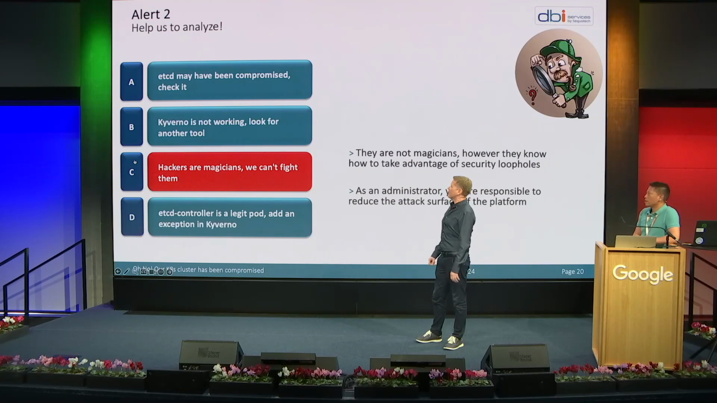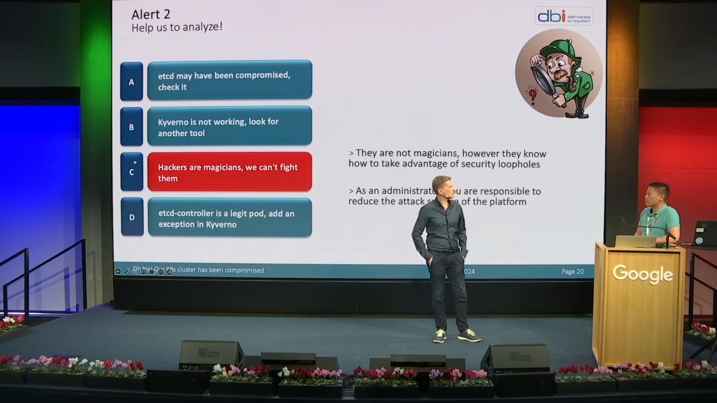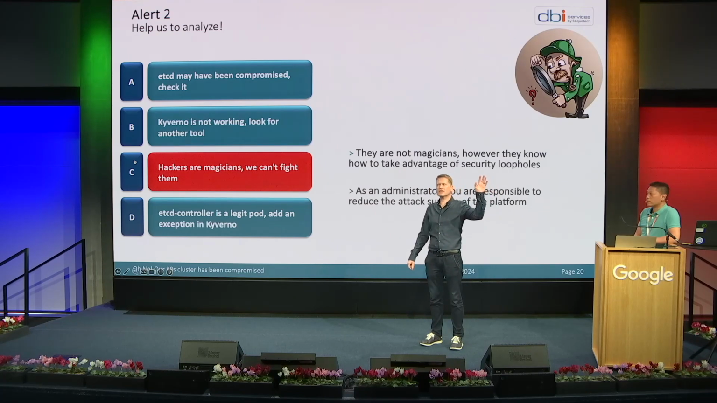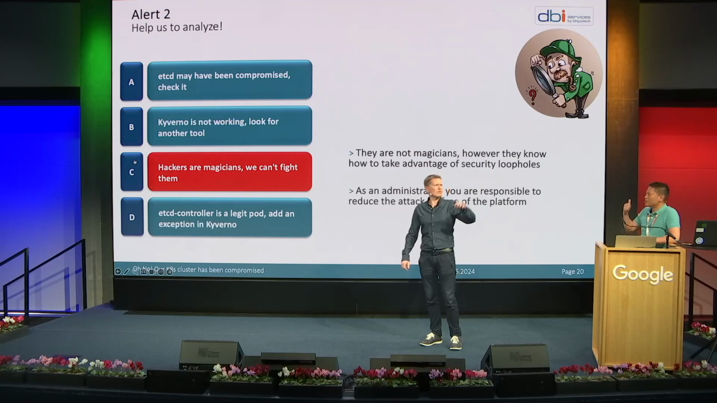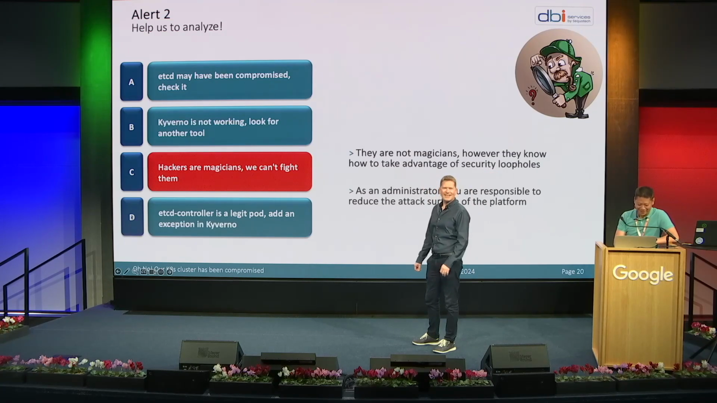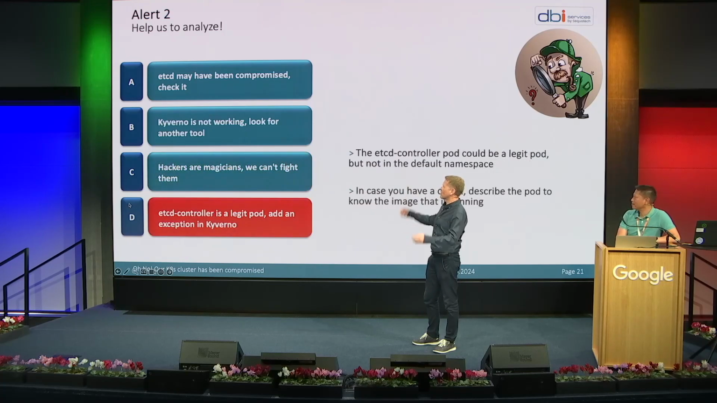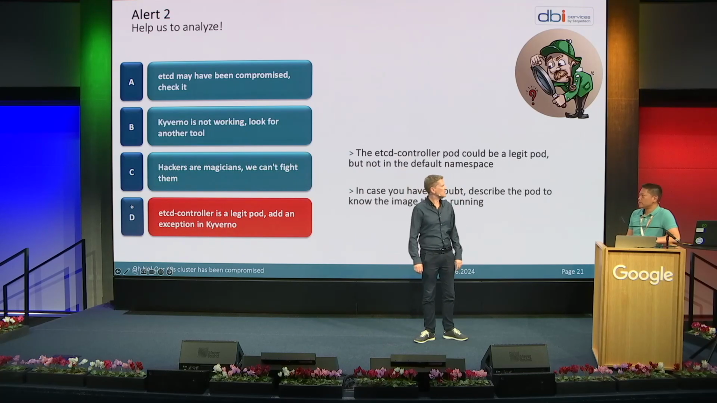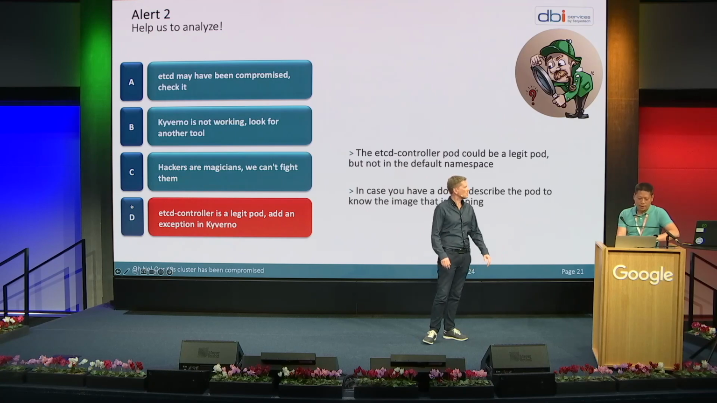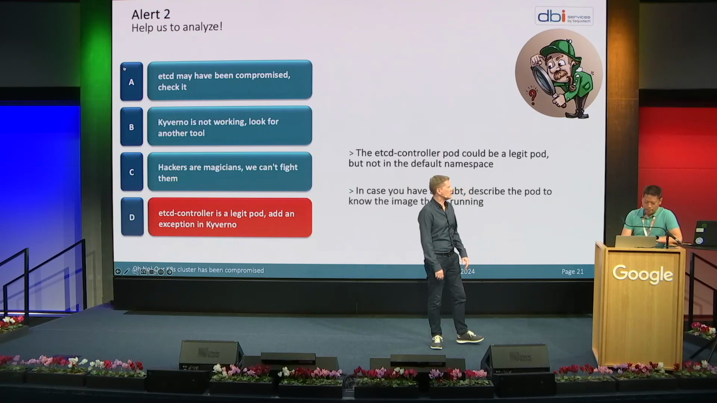So okay. So maybe the etcd controller we saw is a legit pod, and we added an exception to Kyverno. Who thinks it's a legit pod, the etcd controller, just like this? No, it was written privilege escalation. Yeah, that was silly. So, okay. So maybe the etcd has been compromised, and that's the only reason. So it would be the A, right?